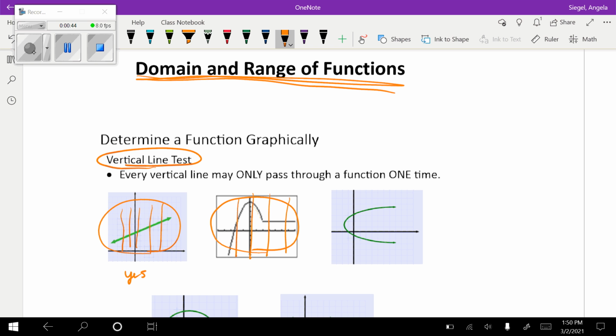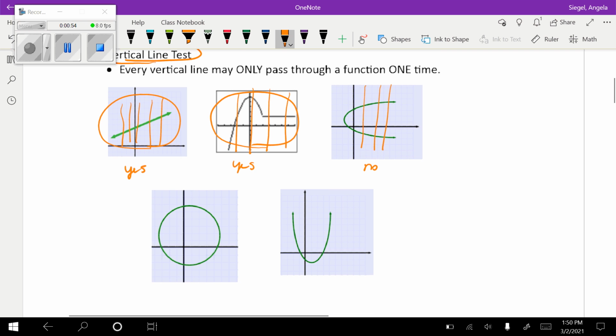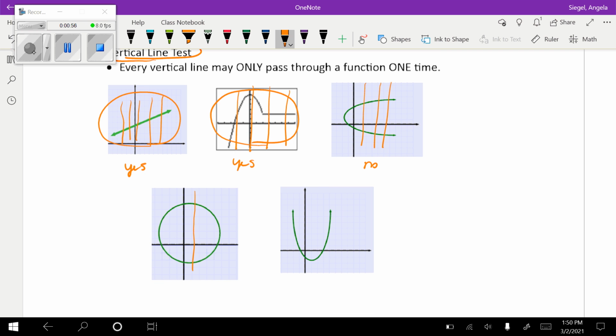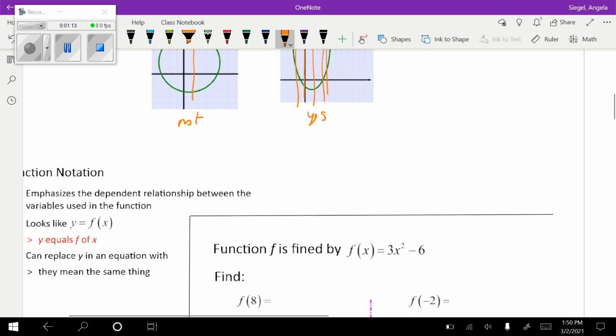This as well, it only passes through one time, so this is definitely a function. Notice this. All of these places it passes through more than once, so it is not a function. Also this, look, it passes through more than once, so it is not a function. Parabolas, that's what this is. These are always functions. These look like they're getting really close to straight up and down, but they're never straight up and down. So as far as the vertical line test, it will always pass it.